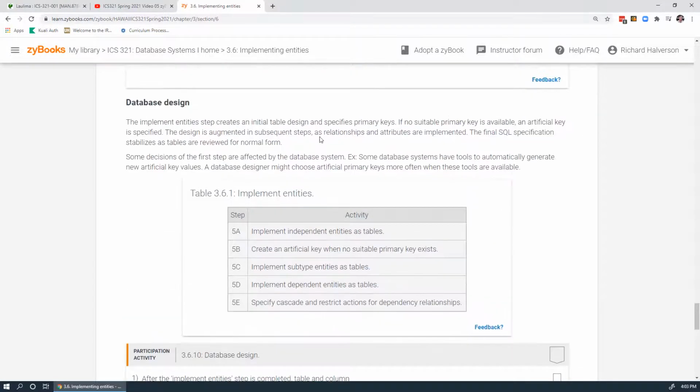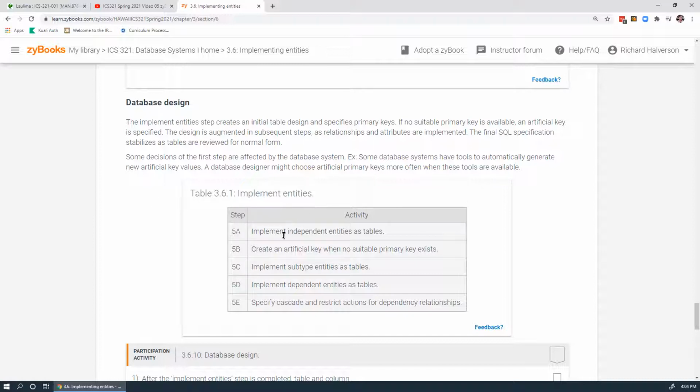And so here for database design, implementing entities, the implementing entity step creates an initial table and specifies primary keys. And if there's no suitable primary key, you usually use an artificial primary key, some sort of incrementing integer, or maybe you do that anyway. The design is augmented as the relationships and attributes are implemented. So some decisions in the final step are affected by the database design.